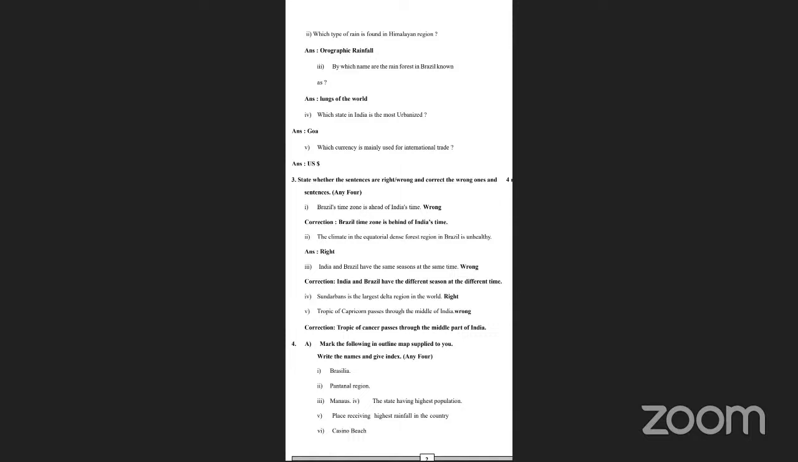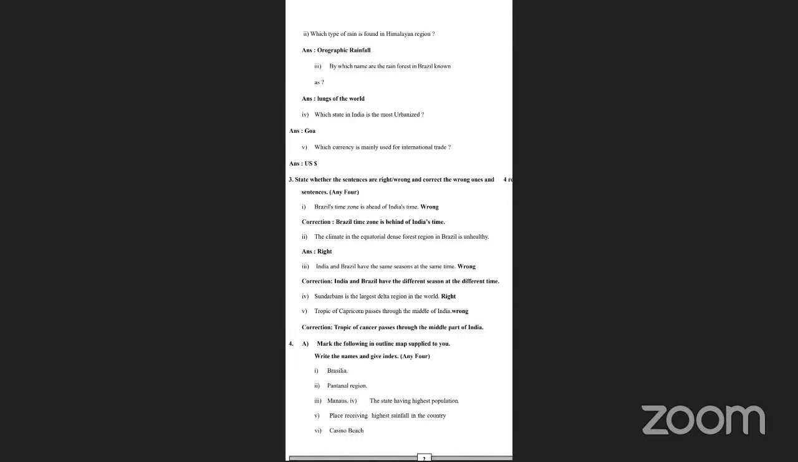Sundarban is the largest delta region in the world. This is the right answer. Sundarban is considered to be the world's largest deltaic region, and this delta mainly formed due to the rivers Ganga and Brahmaputra. So it is considered to be the world's largest delta region.